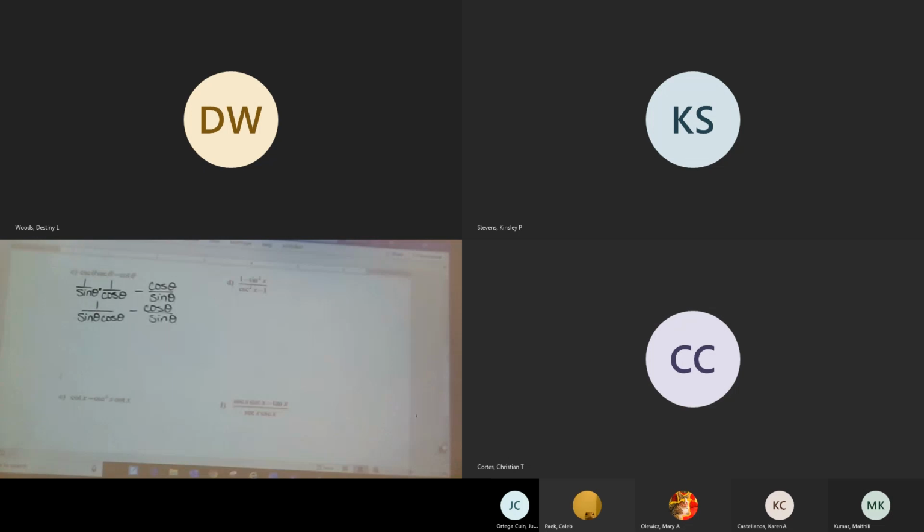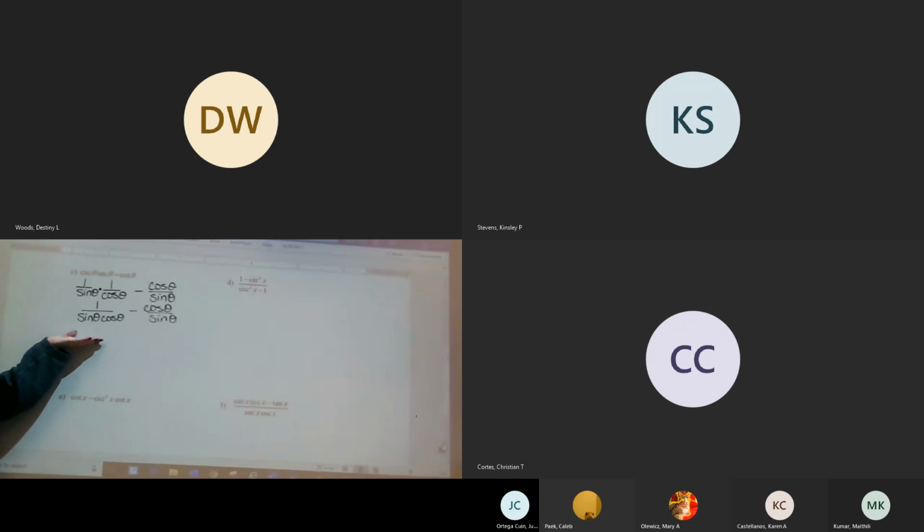Okay, so you get to this point and it still doesn't look like a Pythagorean identity, but you have two fractions with different denominators. So you want to think to yourself, how can I make this into one fraction? Because a lot of times when you do that, the Pythagorean identity will appear. Could you multiply by cosine over cosine?